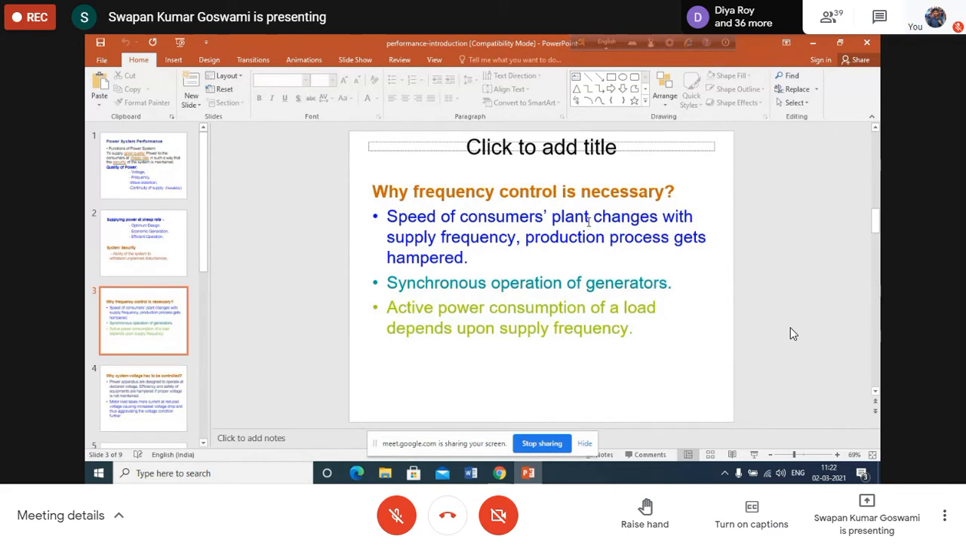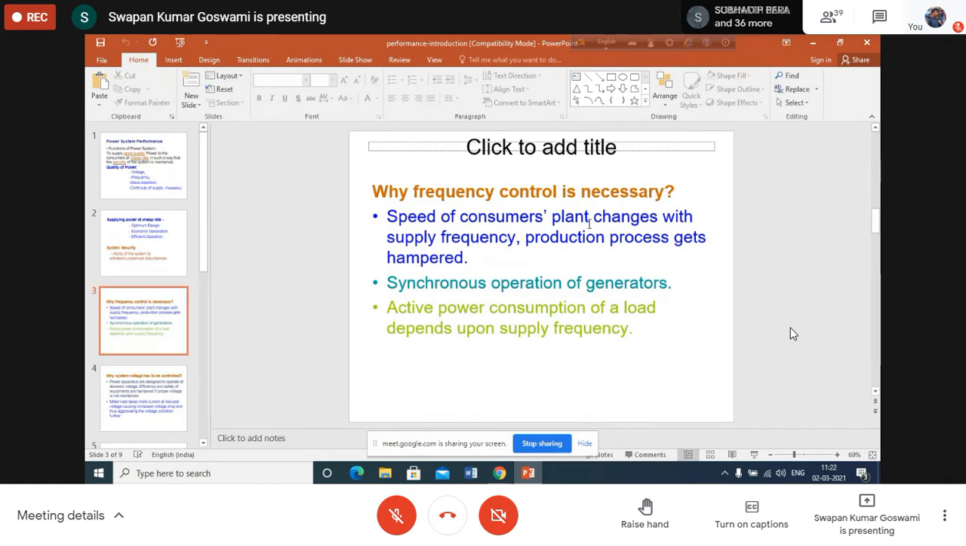Now, synchronous operation also requires constant frequency operation. You know that synchronous generators, why are they called synchronous? Because they all operate synchronously. They must maintain a constant speed of operation, the synchronous speed. What is the synchronous speed? Depending upon the frequency and the number of poles of the generator, there is a speed. That speed we call the synchronous speed. So all generators must operate at synchronous speed.